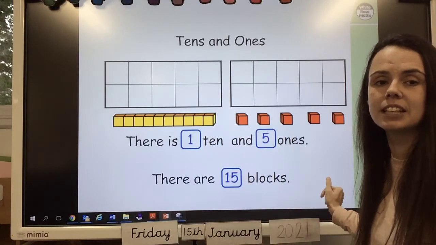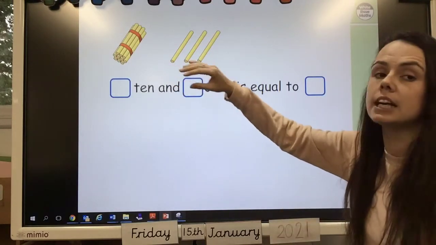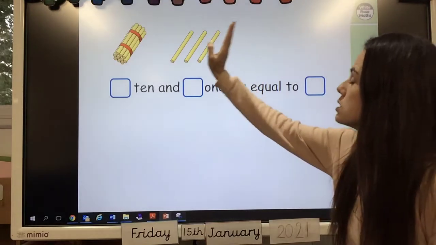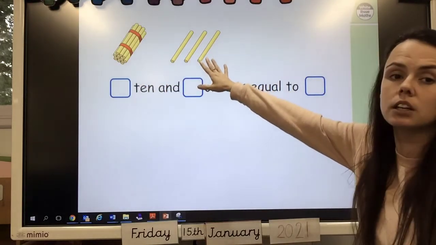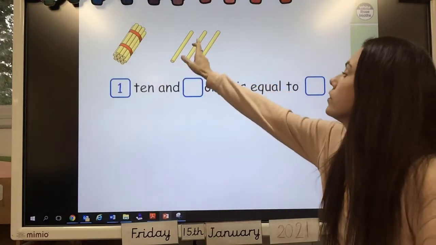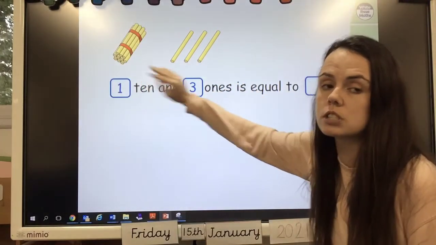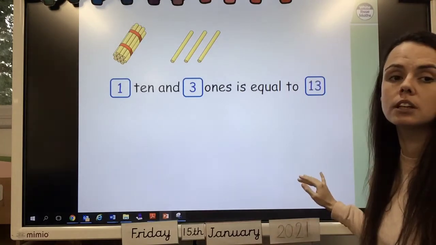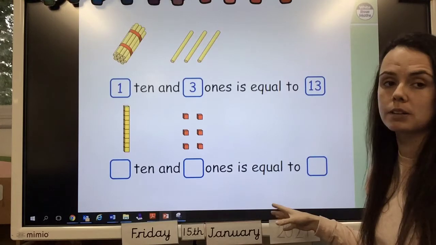Fantastic. Now what about here? Now we know that if we see straws all together with an elastic band around them, that makes 10. So there's 1 ten of straws there, and how many ones are there? So there's 1 ten and 1, 2, 3 individual straws. So 1 set of 10 straws, 3 individual straws, and in total that equals 13 straws. Great work.